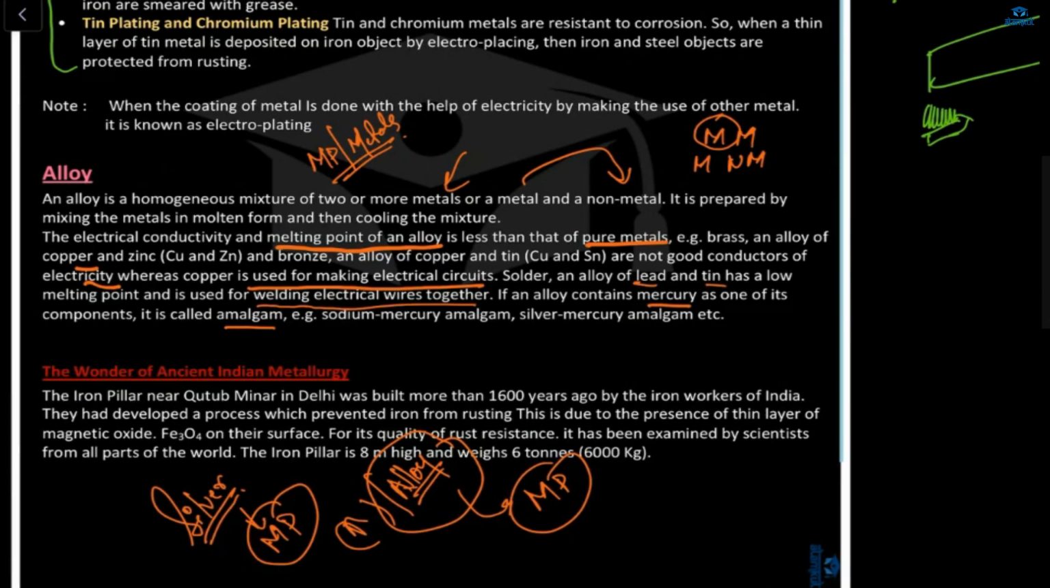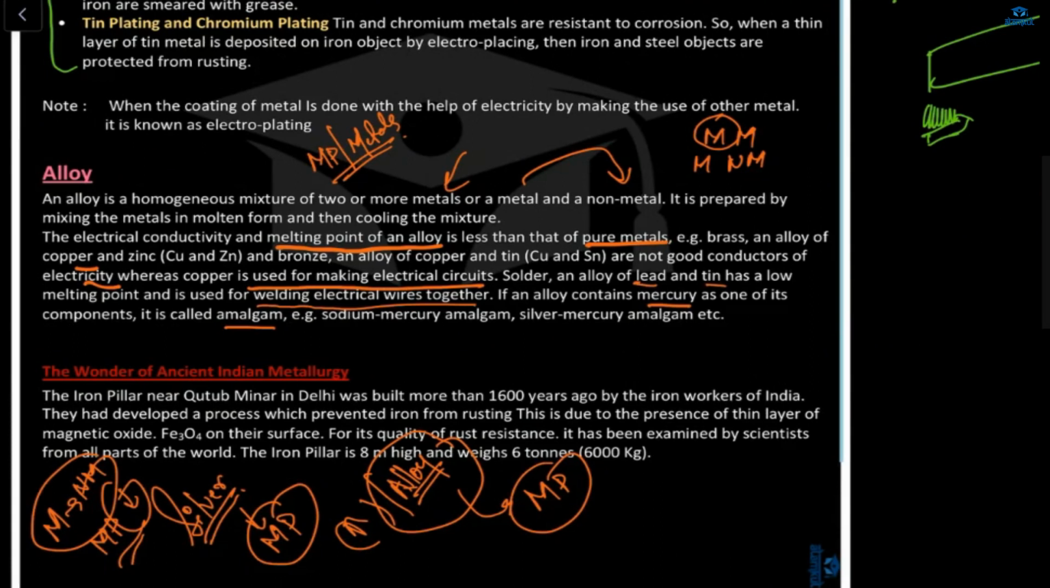Now, non-metals are bad conductors of electricity and heat. And if you are mixing a metal with a non-metal, overall the melting point will be less. Okay? It will be less, right? Because metals have a high melting point, non-metals will have a low melting point. So, what if the alloy is made up of both components?